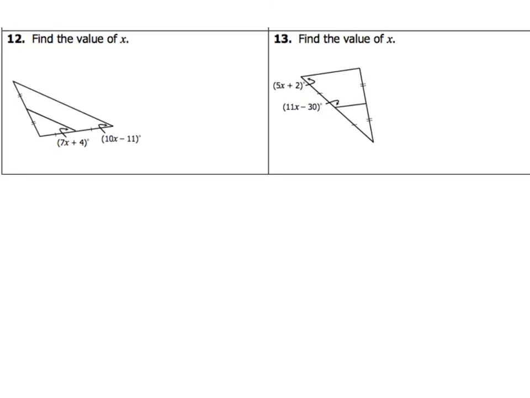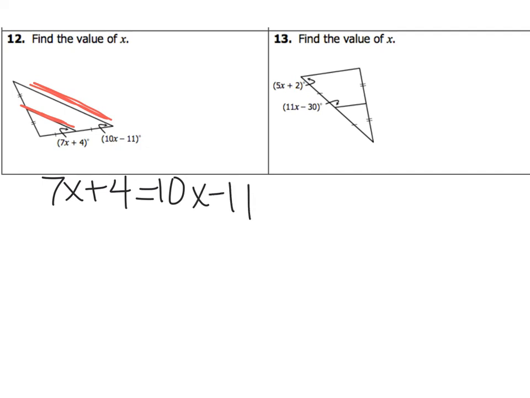We're taking a look at number 12, and the first thing we want to do is see, are we talking about angles or are we talking about sides? Well, we're talking about angles. So let's check out our parallel lines. So this is a parallel line and this is a parallel line. And so I could clearly see these are corresponding angles. So what I would do is set them equal to each other. 7x plus 4 is equal to 10x minus 11. Go ahead and solve it and see what you get for x. And you get x is equal to 5.